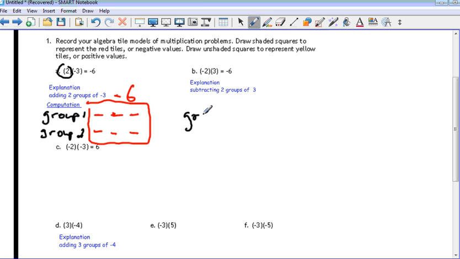So what I'm going to write is this. I have group 1, and I also have group 2. So I have 2 groups, and inside each group, what do I have? Well, inside each group, I have 3 positives. So let's write this down.